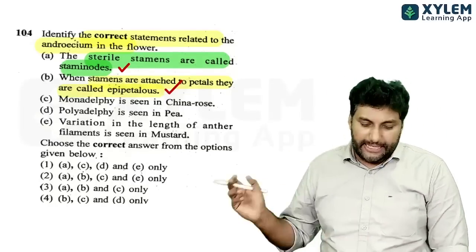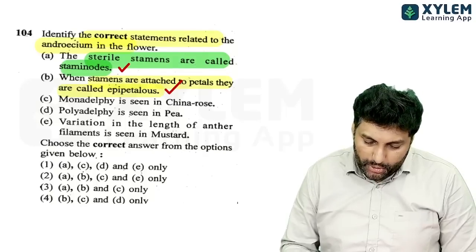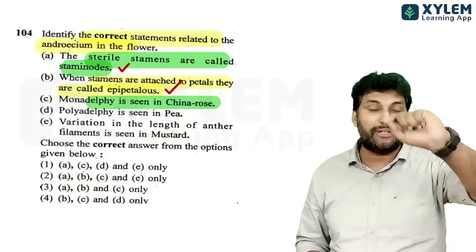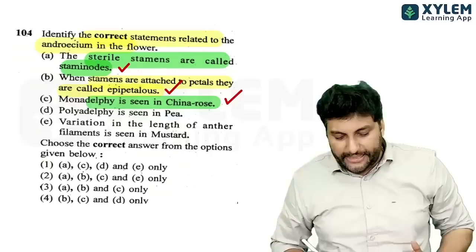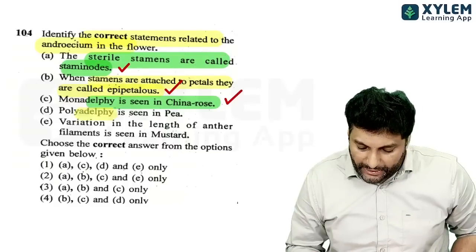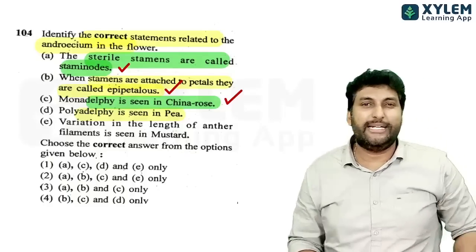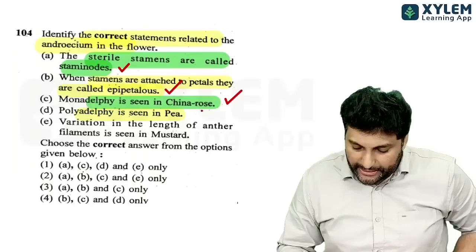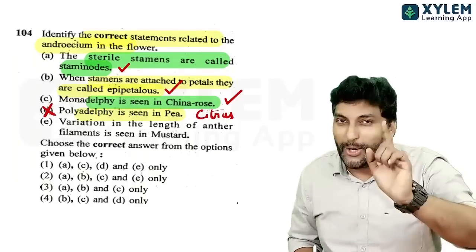Let's move to the C. C is monoadelphous. You can see that monoadelphous condition. Actually, this monoadelphous condition seen in China rose is actually the right one. Monoadelphous, the filaments are attached singly. So it is the right one. Let's move to the D statement. Polyadelphy. Polyadelphy is seen in pea plant. Actually, this polyadelphy means polyadelphous condition, and this polyadelphous condition can be seen only in citrus. So this statement is considered a wrong one.